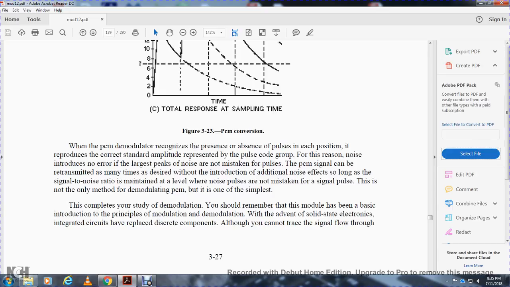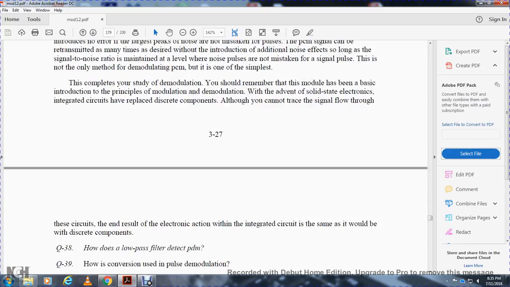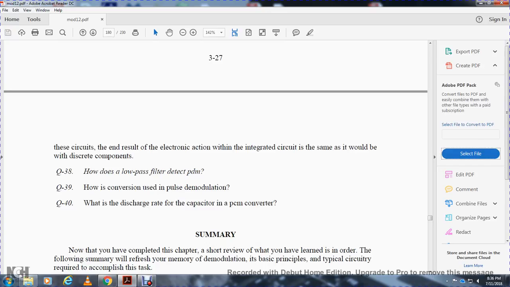You should remember that this has been a basic introduction to the principles of modulation and demodulation, even with a solid state electrical integrated circuit that replaces the discrete components. You also cannot trace the signal through the circuit that ends with the result of electronic action; the integrated circuit is the same as it would be with discrete components. Alright, and that's the chapter 3 summary. I have to reread chapter 3 part 1.